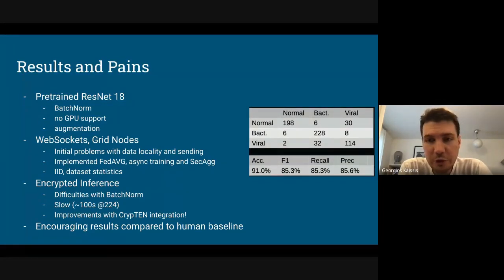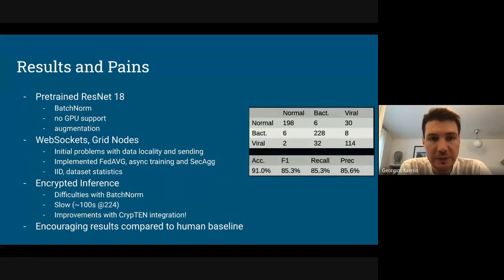In trying to do this, we found a lot of roadblocks. This was a very difficult project in general. We're using a pre-trained ResNet 18, which is a nice high-performance model, but we had to fight the fact that batch norm wasn't working initially, so we had to implement and patch it in. We still don't have GPU support, unfortunately, but we're managing. Then we had to contend with augmentation issues, for example not being able to distribute the augmentation and having to perform it locally on the nodes, or even pre-distribute augmented data sets, thus increasing the data volume by a lot.